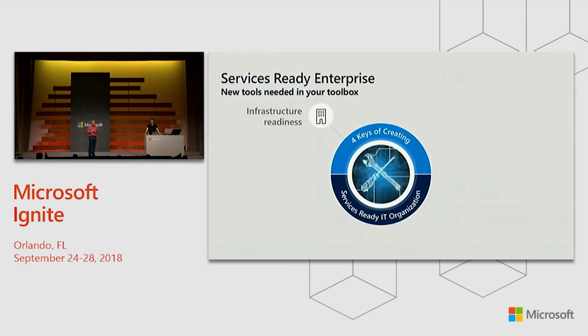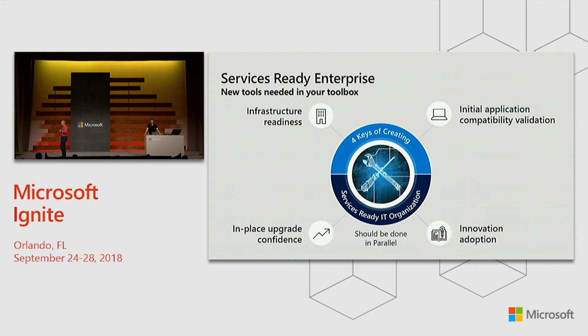So let me leave you with 4 key tools, 4 key muscles that you'll need to develop as you move to Office and Windows servicing. The first 2 you all have done and know you'll need to do. Infrastructure readiness. Are you on SCCM current? Get up to current so that you're able to roll out updates using the latest supported version of the tools. Get your flighting strategy put in place so that you can roll updates out using those tools to get the data that you need.